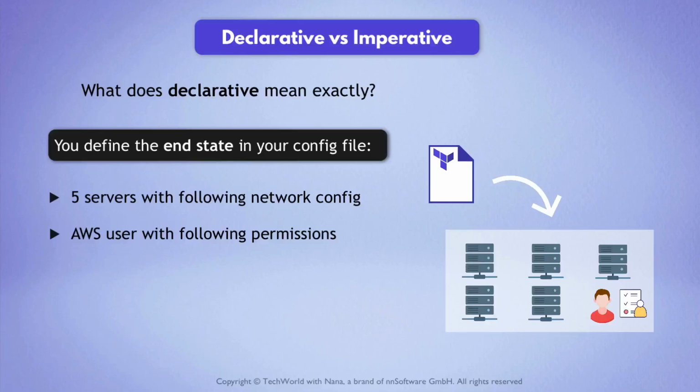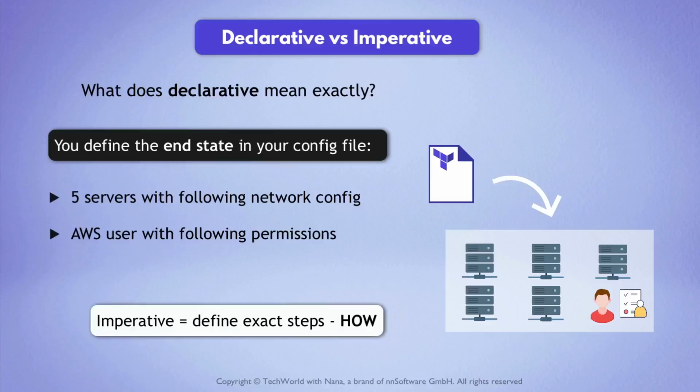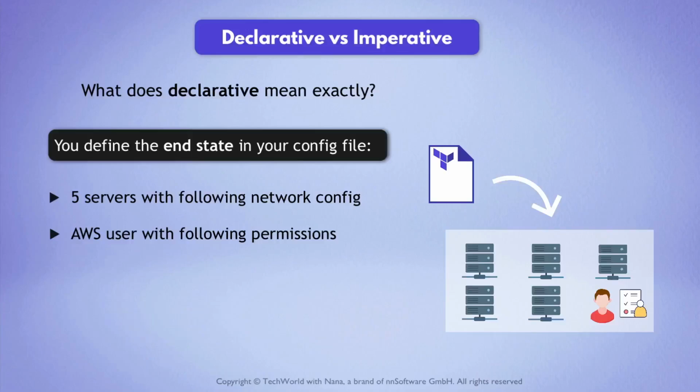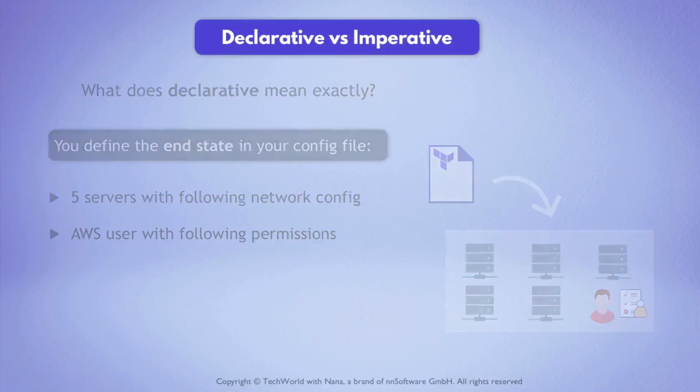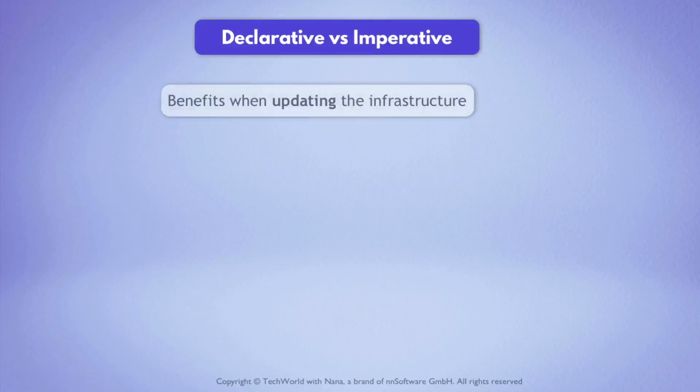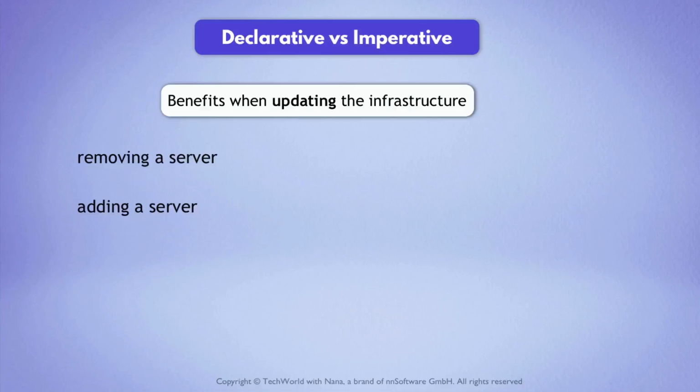So instead of defining exactly what to do, which is an imperative approach, you define what the end result should be, a declarative approach. Now, for the initial setup, this may not make much difference. So when you see the configuration of imperative and declarative approach, it might actually look pretty similar. But consider when you're updating your infrastructure, like removing a server or adding another server or making other adjustments.